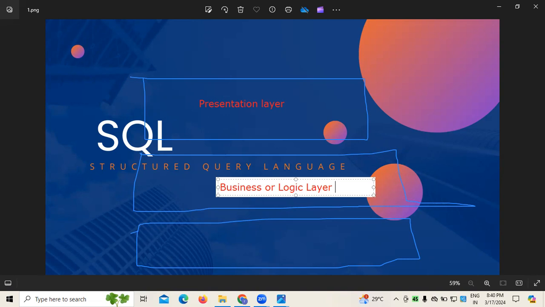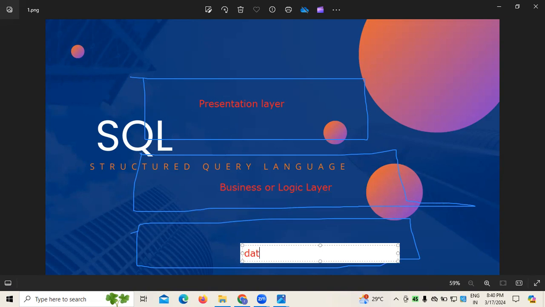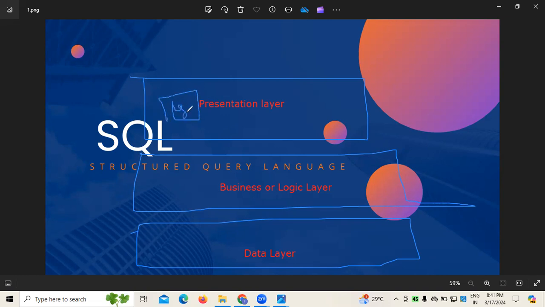Now, the third one is called the data layer. Data layer means whatever data you want to extract. Let's say, for example, you have created some login page. Now you have mentioned the customer details, right? At the same time, you have mentioned his contact details, email ID, and so on. You have created a login page.